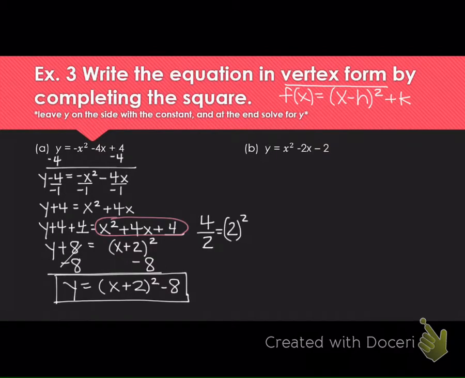Let's look at letter B. First question, is the constant away from the x's? So how do we move the constant away from the x's? We add 2. Remember, we're okay that it's with the y for right now. So y plus 2 equals x squared minus 2x. Second question, is the leading coefficient a positive 1? Yes. So we go straight into our steps.